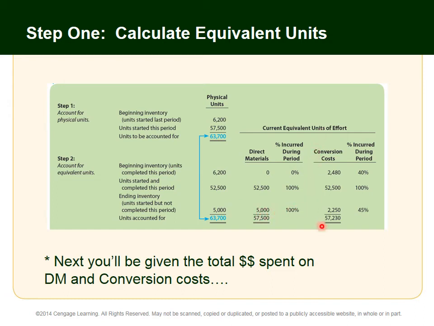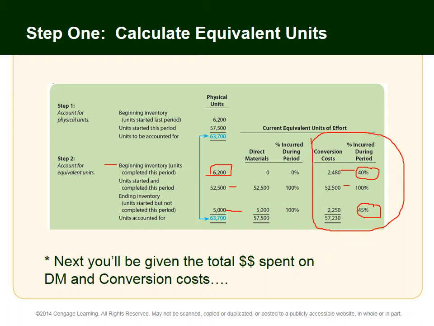Part 2, conversion costs. Let's see if I can change my pointer here for a minute, because I think this might help. Okay, so let's just focus on this type of part here. So part 2, 6,200 in beginning inventory, and they were already 60% finished, so you have to finish the other 40%. It's a multiplication to get this number right here. The 52,500 doesn't change. And the 5,000, this is the work that you did, 45%.